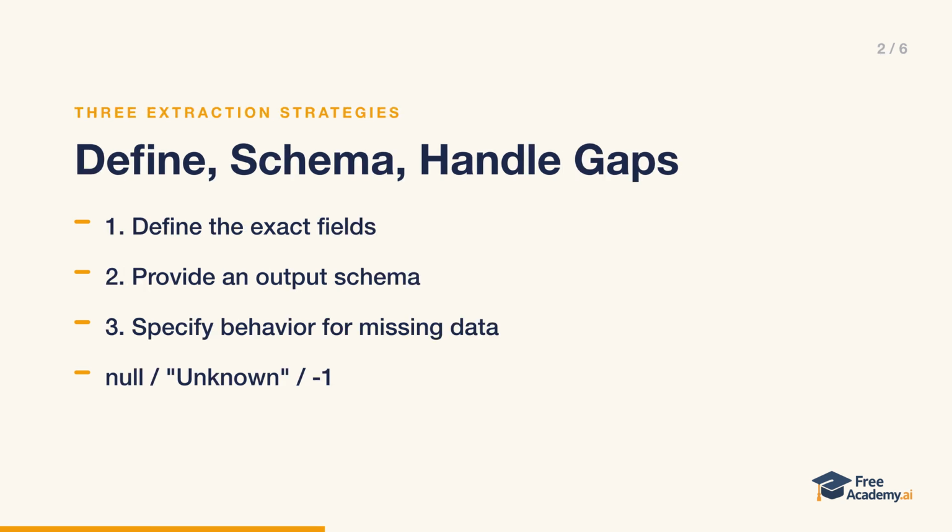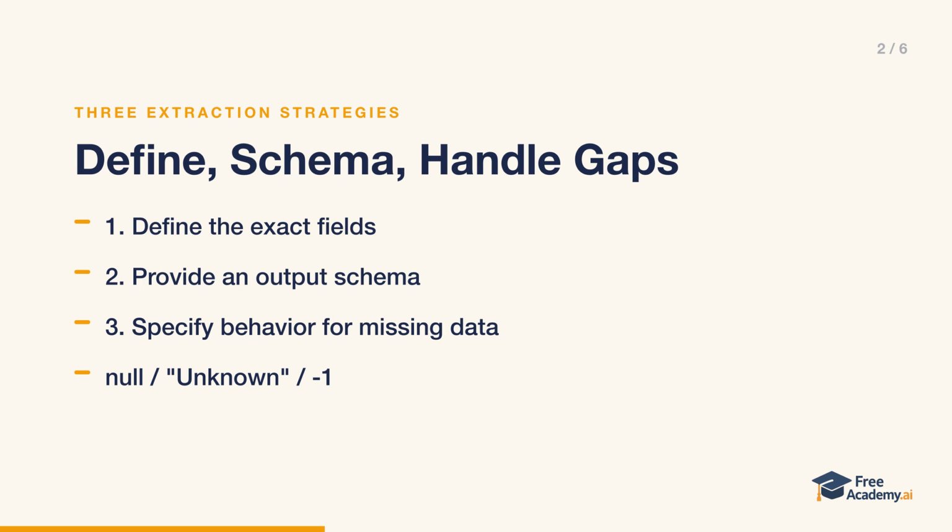There are three core strategies that make extraction reliable. First, define your fields. Tell the AI exactly what to look for, like name, email, phone, and company. Don't make it guess what matters. Second, provide a schema. Give the AI the shape of the output you want, spelling out each field and its type. For example, name as a string, email as a string, or null. When the AI knows the target structure, it fills it in, instead of inventing its own format.